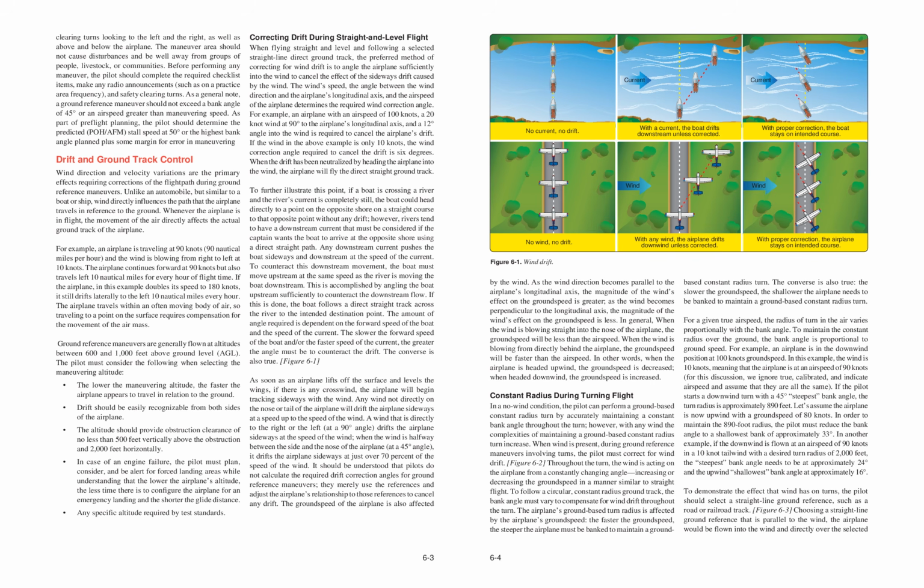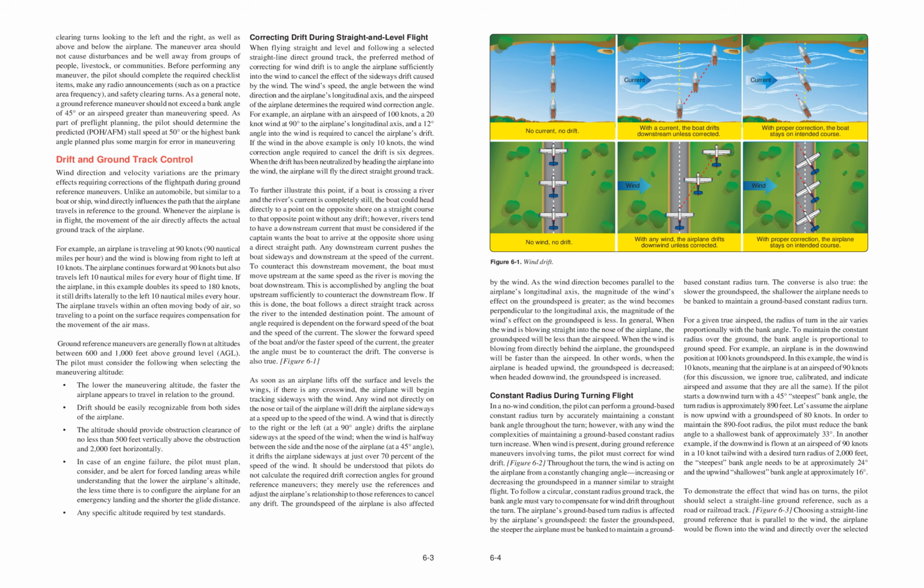The slower the forward speed of the boat and/or the faster the speed of the current, the greater the angle must be to counteract the drift. The converse is also true. Figure 6.1. As soon as an airplane lifts off the surface and levels the wings, if there is any crosswind, the airplane will begin tracking sideways with the wind.